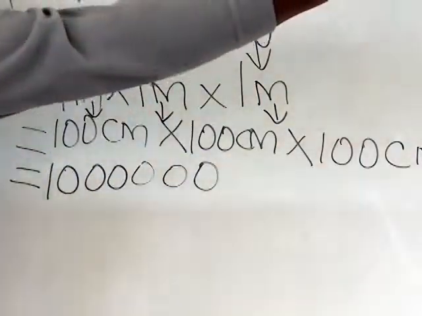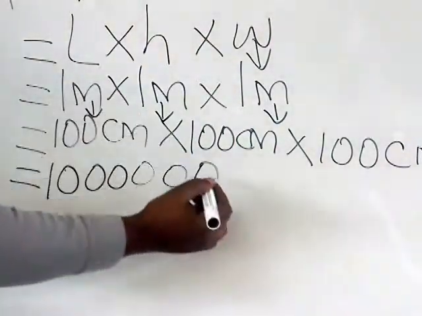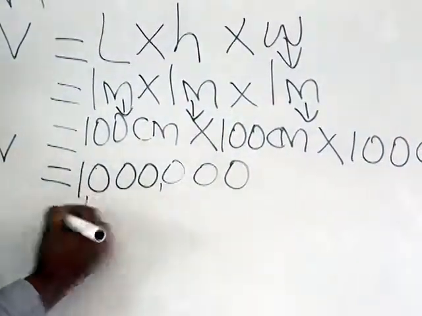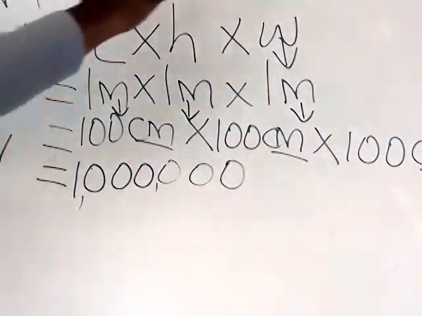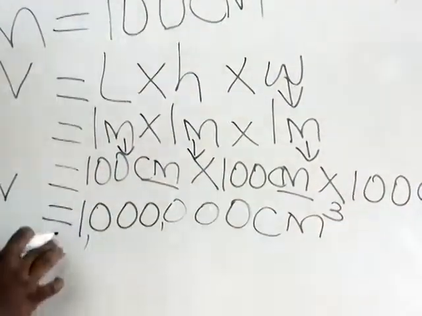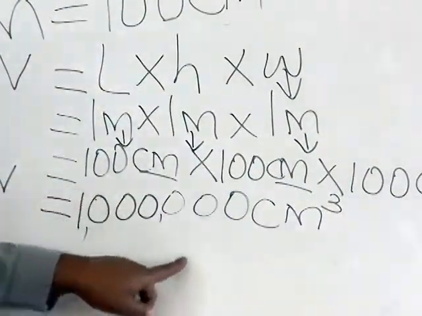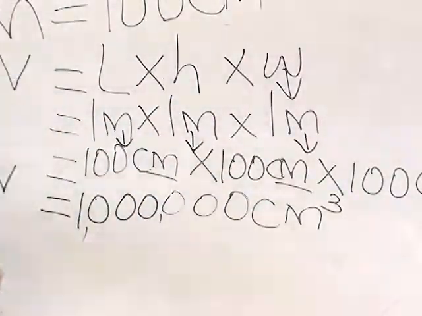Now we can put our commas. We start from the ones column. We count 3, we put a comma. Count 3, we put a comma. 1, 2, 3, put a comma there. And what was the unit? We had changed from meters to centimeters. So come and write your unit here. It is 1 million cubic centimeters.